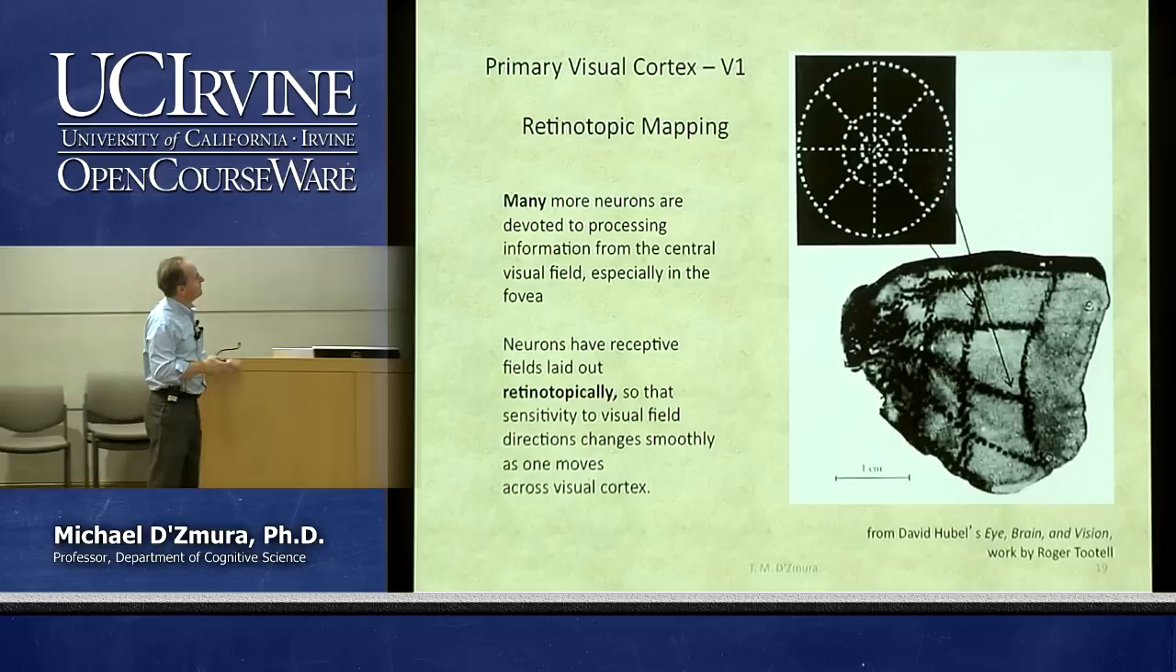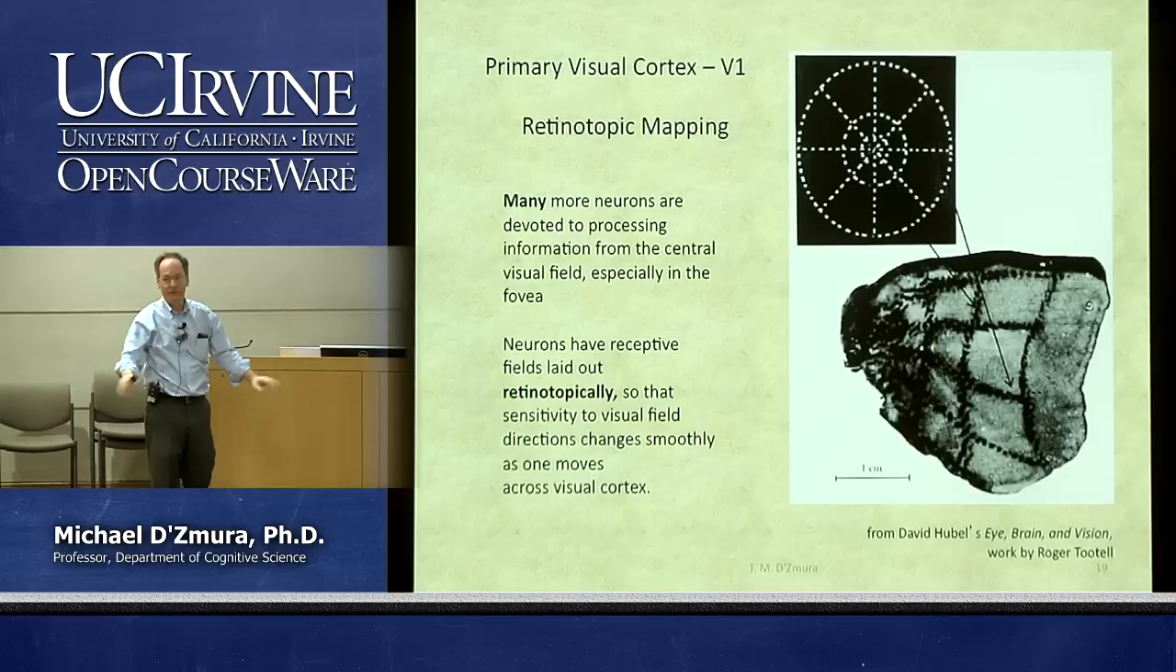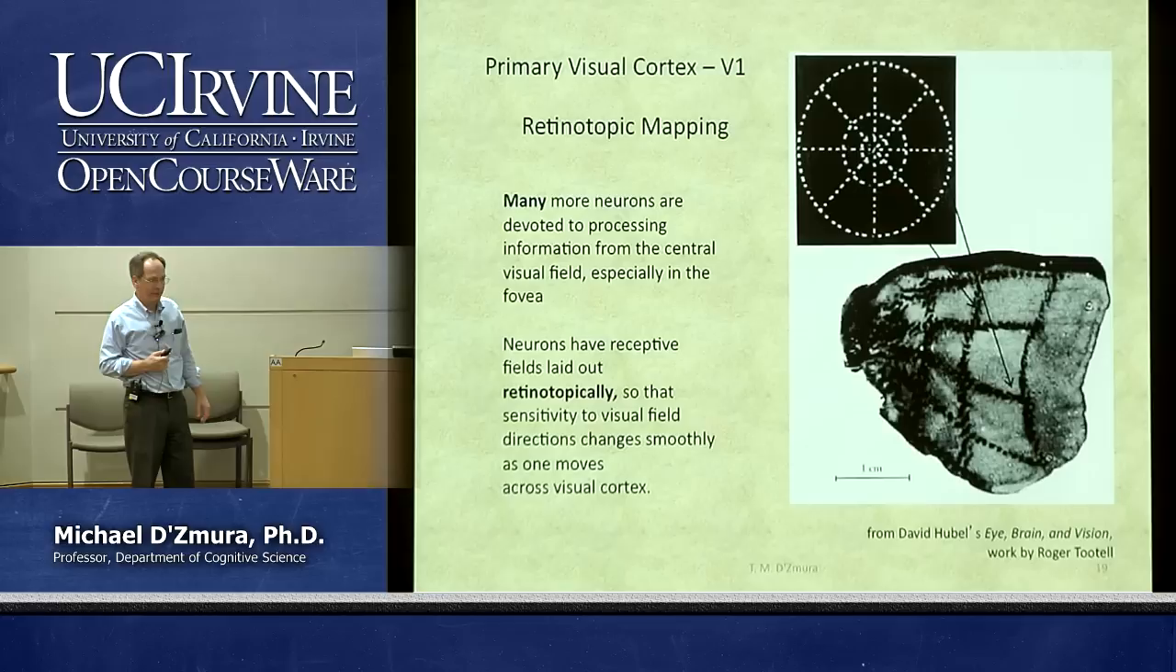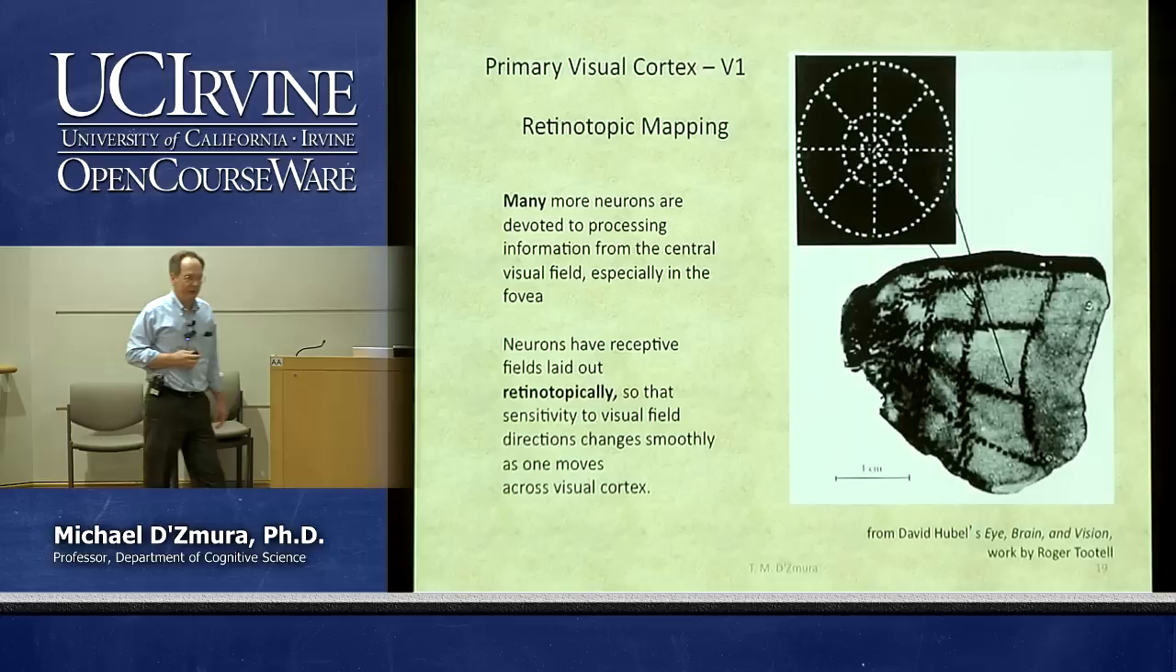The second point is many more neurons in visual cortex are devoted to processing information in the center of gaze, the fovea. Far fewer neurons are devoted to peripheral visual field information processing. And you can just see how much area is assigned to the processing of the fovea. This tiny little circle right there gets all of those neurons. And that's almost as much as the neurons here, which have that tremendous area of the visual field. So far more neurons are devoted to the fovea than to the periphery.